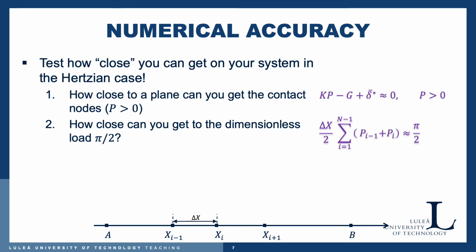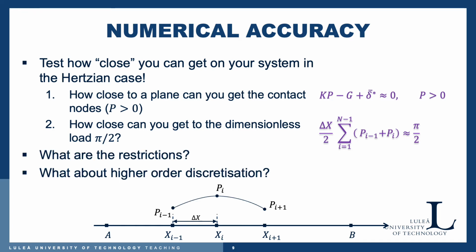How close can you get to the dimensionless load of pi over 2 in your case? What are the restrictions here? And what about higher order discretization? So if you have a second order polynomial to discretize your pressure distribution, what would the accuracy be then?